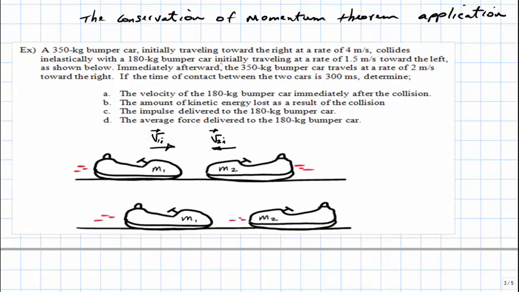In the final diagram, we're depicting what happened after the collision. The collision took place, and as a result, M1 is still traveling to the right. However, M2 has reversed its direction as a result of the collision, and it is now traveling toward the right. So we'll indicate these two velocities as V1 final as well as V2 final.